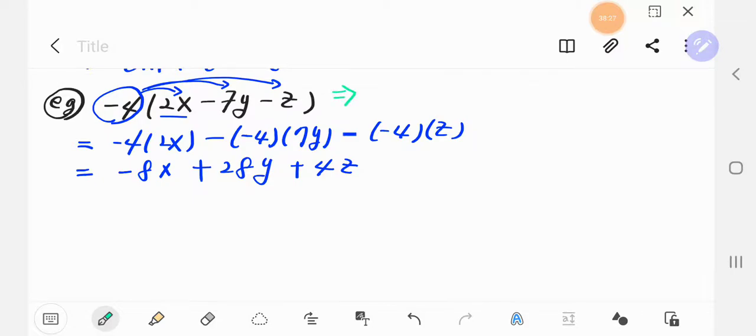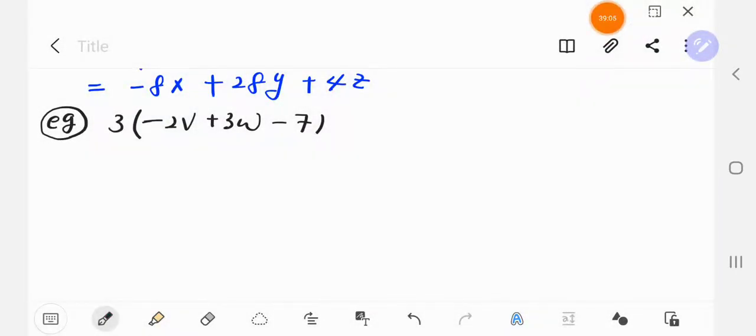Let's try our mental math. So 2x times negative 4 is what? Negative, multiply everything, so negative 8x. And then minus 7y. Minus 7y times negative 4. So there are two negatives, so it becomes positive, right? So 4 times 7, 28y. And then negative z times negative 4. Since we are multiplying by negative, change the sign. So minus becomes plus, and then 4z. Okay, so you can use mental math to write the answer like this.